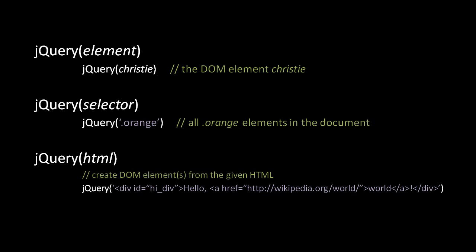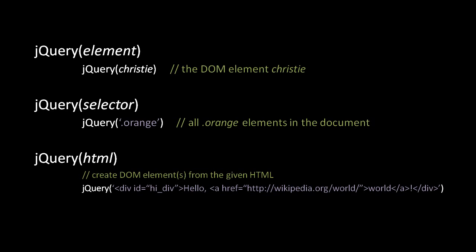In the third and last overload of jQuery shown here, you pass in a string of HTML. jQuery will then represent actual DOM elements representing that HTML. So here in this example, the HTML in the string specifies a div with an ID of hi_div, and inside the div there's some text content.